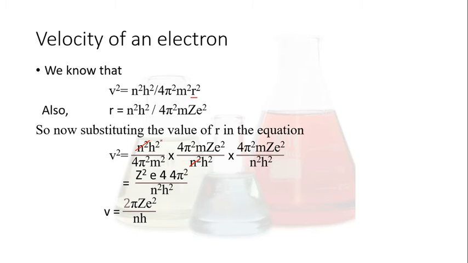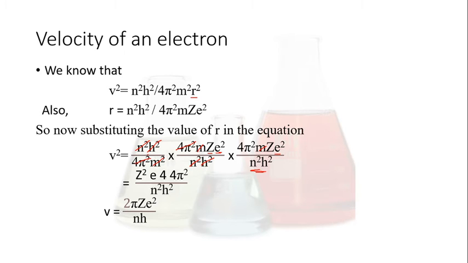This h square gets cancelled with another h square. 4 pi square gets cancelled with 4 pi square. And this m into m becomes m square. Therefore that m also gets cancelled. So what remains? Z into e square into e square upon n square h square.